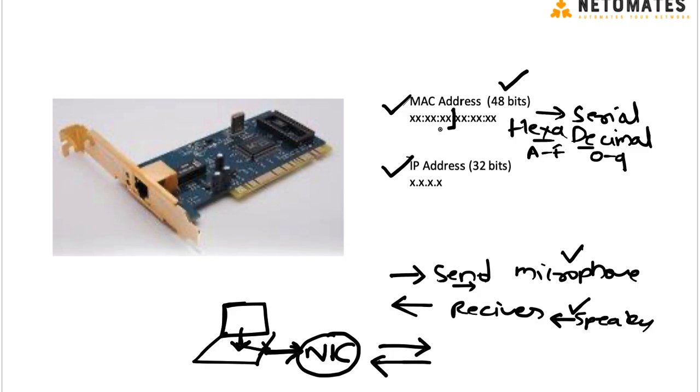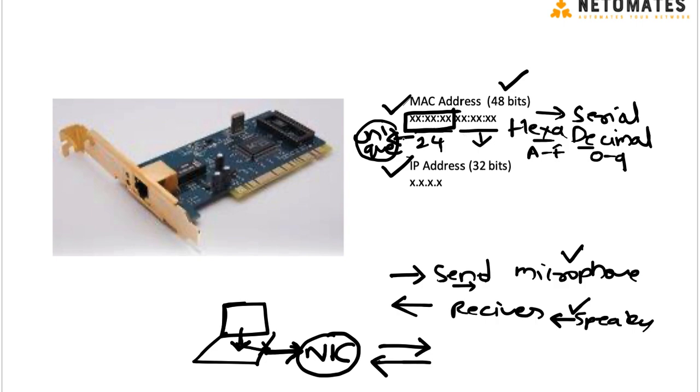So the first 24 bits are unique for the manufacturer. Suppose there is a company called XYZ manufacturing network interface cards, all the network interface card MAC addresses will start with this unique hexadecimal number for the first 24 bits. The others will be unique to each network interface card.